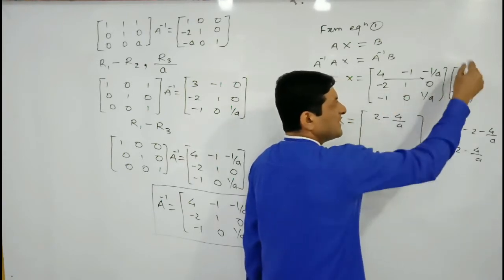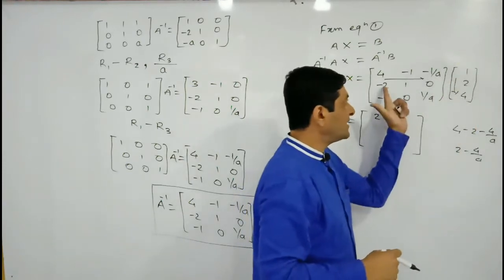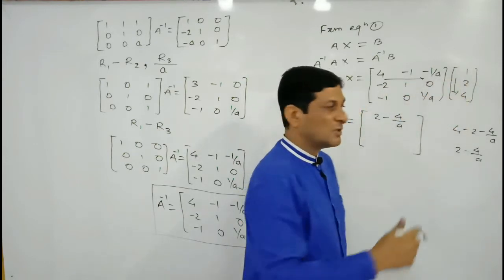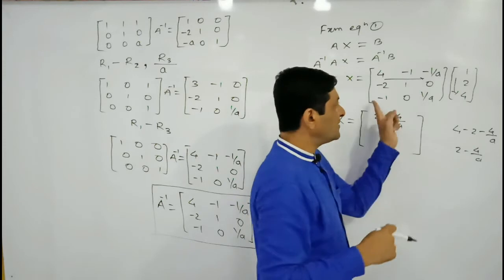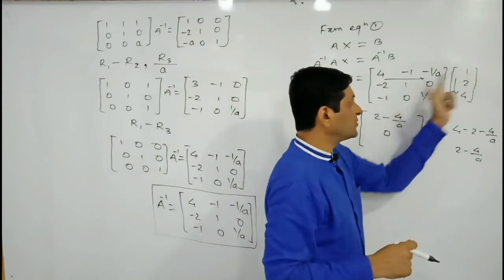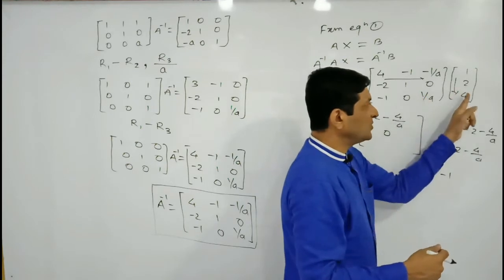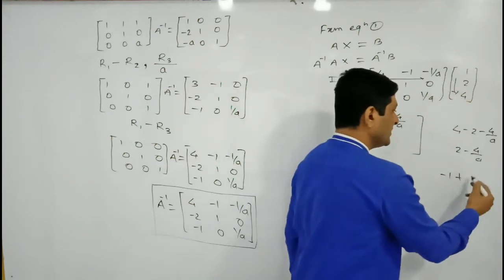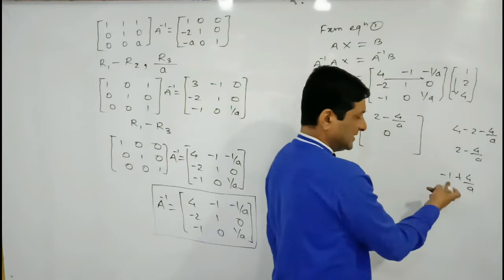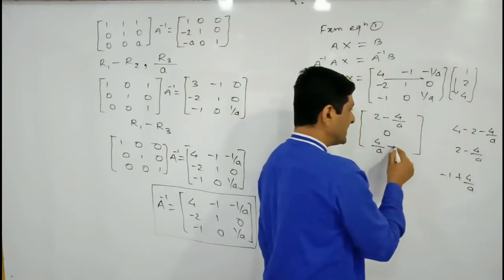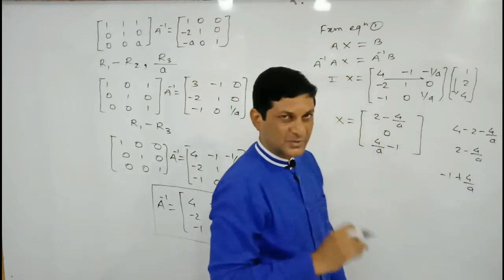Now multiply the second row by this column. See what we'll get. Minus 2 plus 2 plus 0, which will be equal to 0. Now multiply the third row by this column. This product is minus 1, 0, and 1 by a into 4 will be equal to 4 by a. So 1 minus 4 by a can be written as 4 by a minus 1. I am simply writing the positive term first.